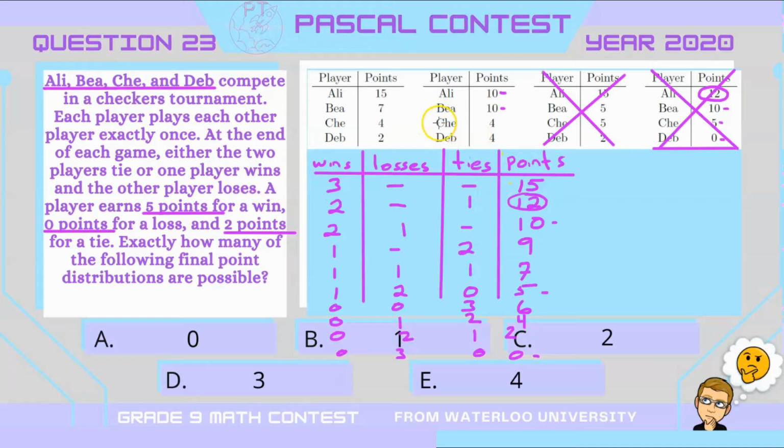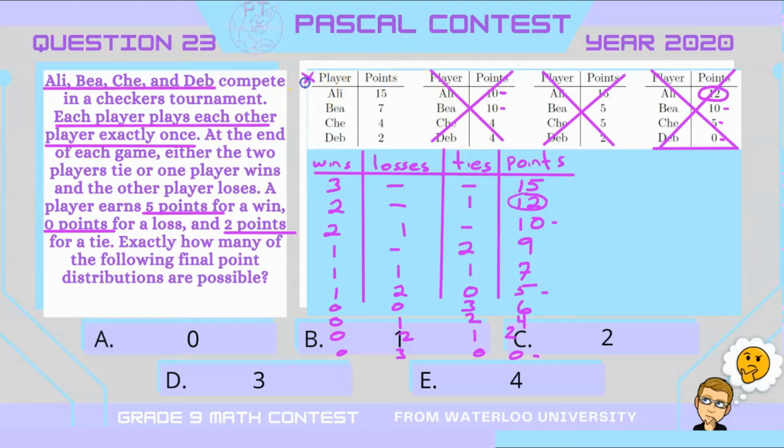Now Chi and Deb have 4 points, meaning they have 2 ties. Well, they could each have 1 tie with each other, but they can't have 2 ties with each other because each player only plays another player exactly once. So who are those other ties with? No one.